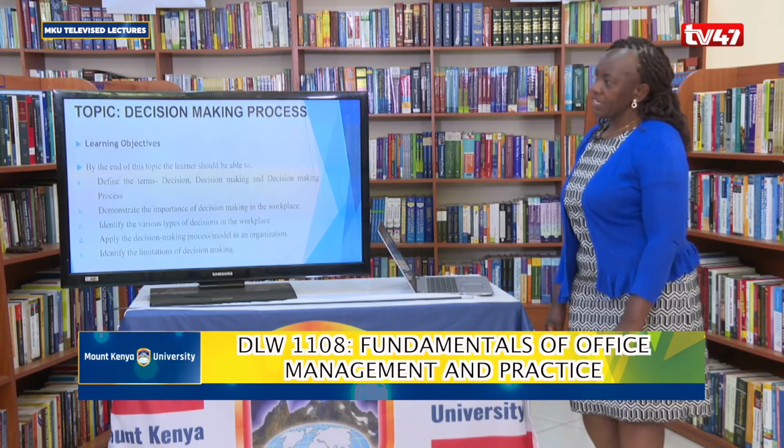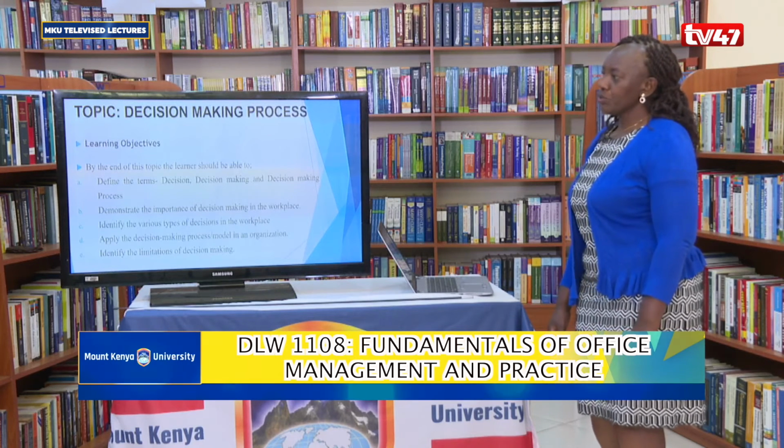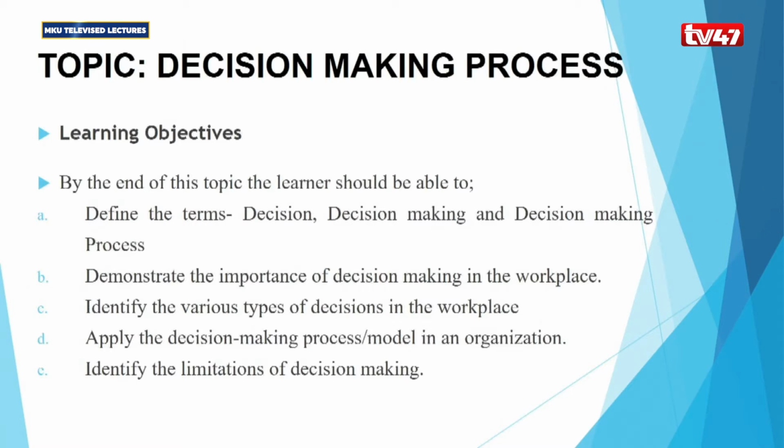So today's topic, we have the learning objectives, and by the end of this topic the learner should be able to: A, define the terms decision making and decision making process. B, demonstrate the importance of decision making in the workplace. C, identify the various types of decisions in the workplace. D, apply the decision making process model in an organization. And E, identify the limitations of decision making.